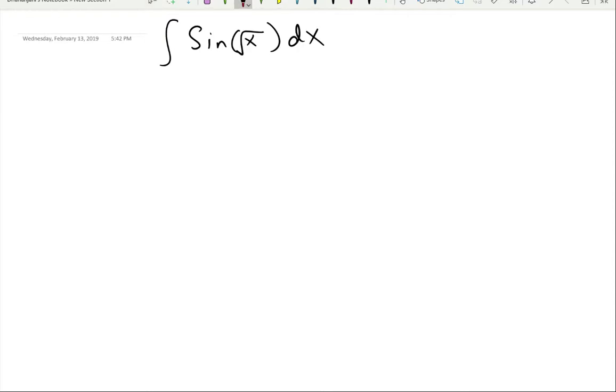Do we have two functions here to choose u and dv? Well, we can think that we have one here, right? Just like the trick that we use when we are integrating natural log x, remember? We can think of the constant as the algebraic function and we have a trigonometric function. So let's choose our u to be 1 and dv to be sine square root x.